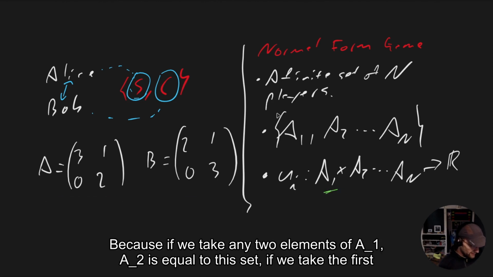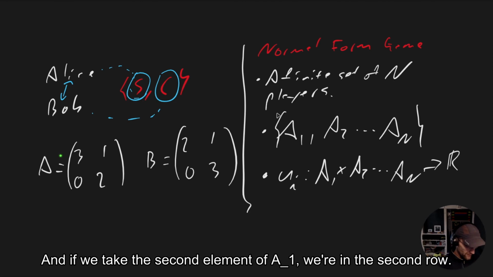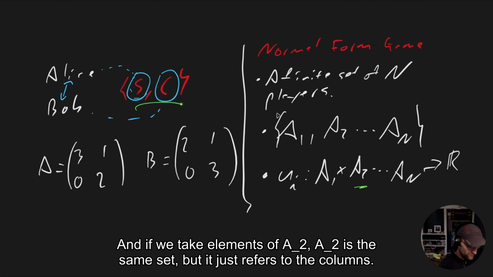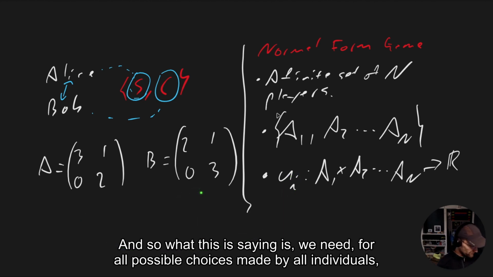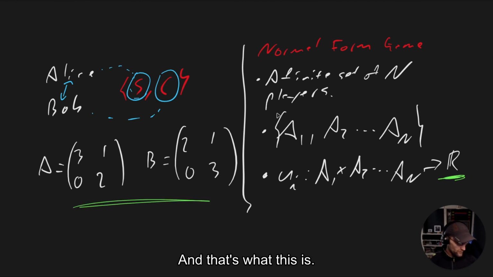Because if we take any two elements of A1, A1 is equal to this set. So if we take the first element of A1, we're in the first row. And if we take the second element of A1, we're in the second row. So this is S, this is C. And if we take elements of A2, A2 is the same set, but it just refers to the columns. And then we have U1, which is given by A, and U2, which is given by B. And so what this is saying is we need, for all possible choices made by all individuals, to be able to give to any given player some real number R. And that's what this is.